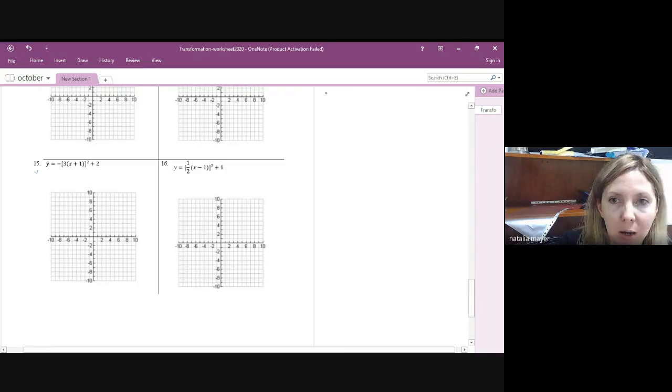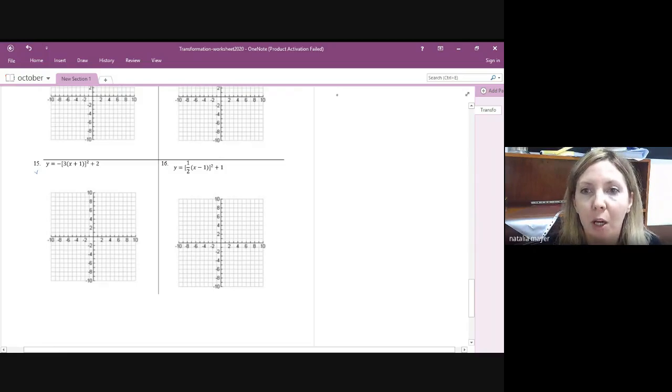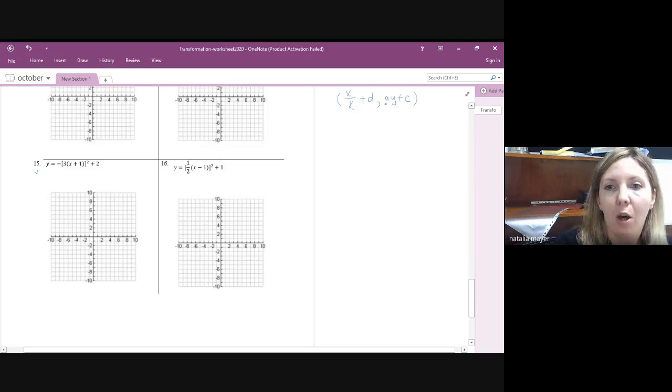And when you use the mapping notation, you should have the mapping notation formula in front of you. So let me remind you that mapping notation is basically stating the new coordinates for the new graph. So x over k plus d is the new x coordinate, comma, ay plus c is the new y coordinate. All right, so if I just know k, d, a, c values and input them into mapping notation, I will get the new coordinates and I will be able to sketch.